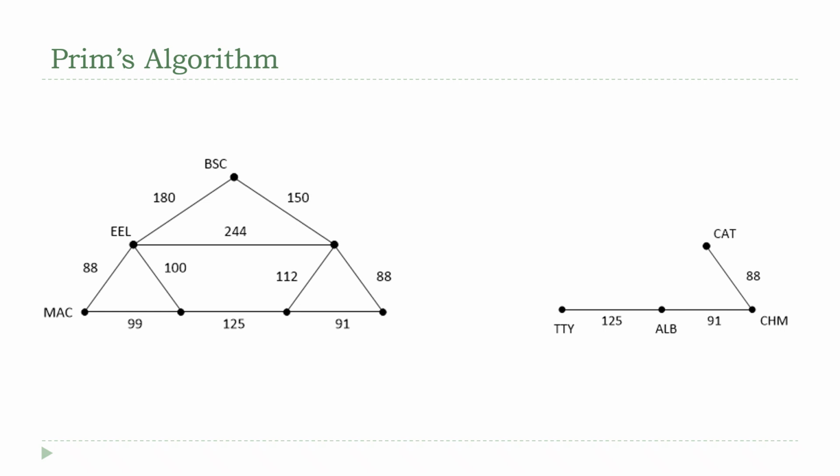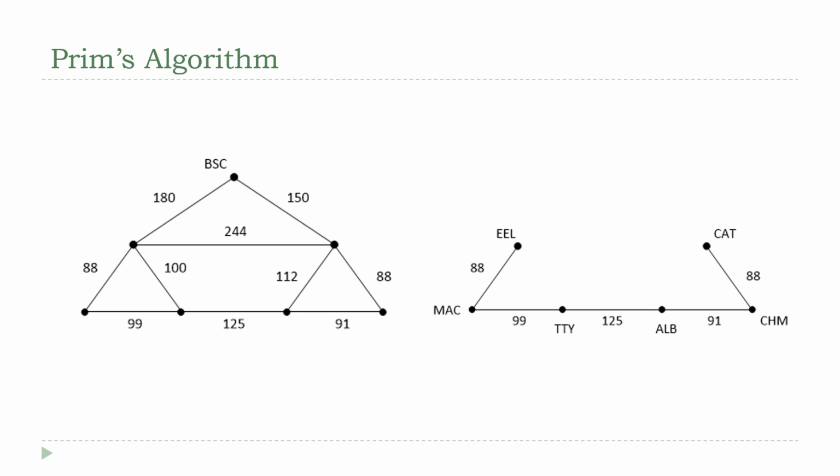Now, again, disregarding the 112, I've got the 150 to BSC, the 244 to EEL, the 100 to EEL, and the 99 to the MAC building. 99 is the smallest of the bunch, so that's the one that gets added. And again, we're going to take MAC out. Now, you can kind of scan through here yourself. Hopefully, you're getting the hang of this by now. The next lowest is going to be the 88 to the EEL building. And now we're down to two options.